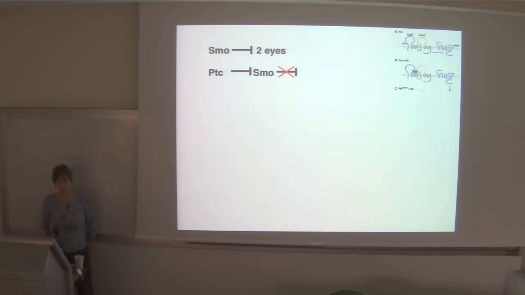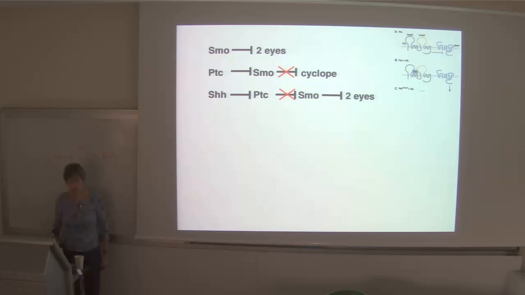What happens if we inhibit smoothened? We will have one eye. We will have a cyclop, right? What happens if we inhibit patched? Of course, we will have two eyes because we inhibit the activity of smoothened. In this case, it's the opposite as with the spinal cord, because sonic plays not an inductive role, but an inhibitory role. What happens if we inhibit patched and there is no sonic?